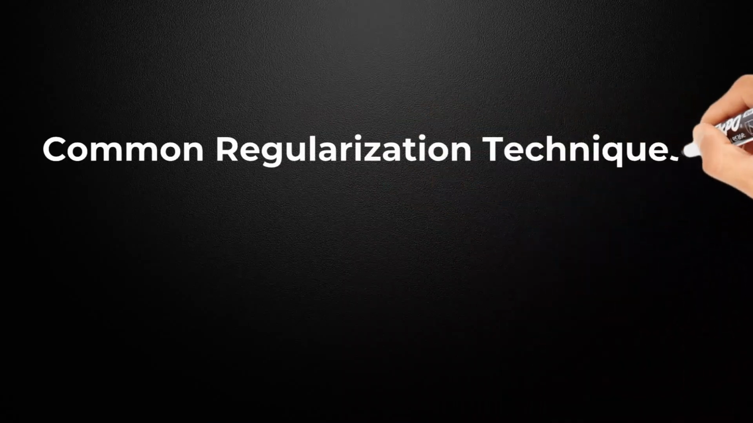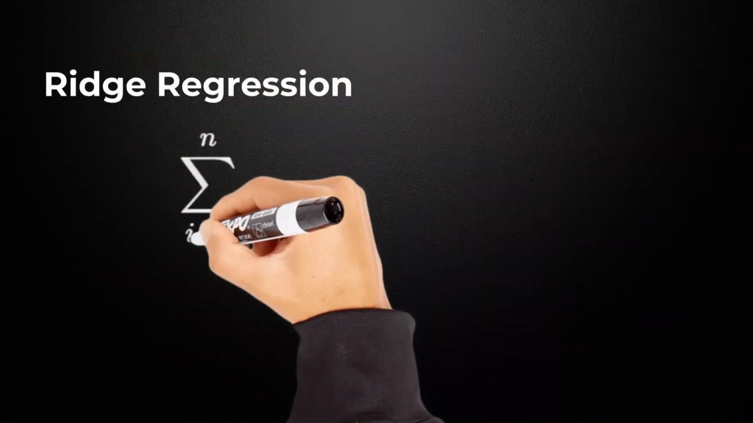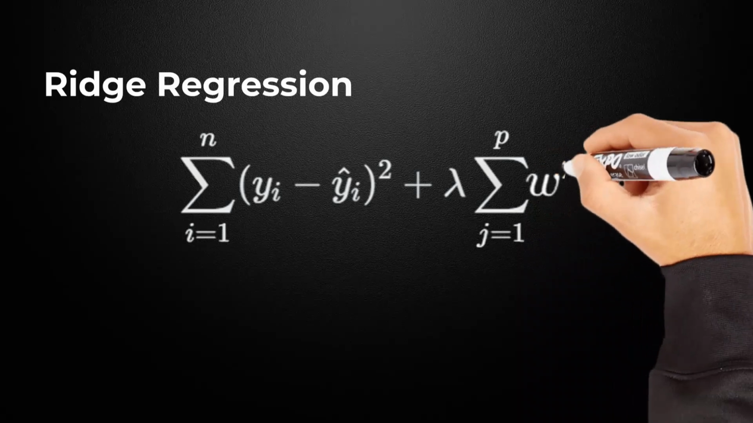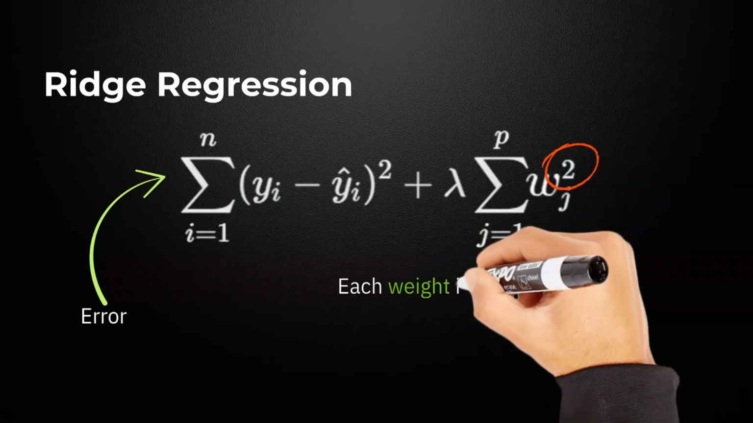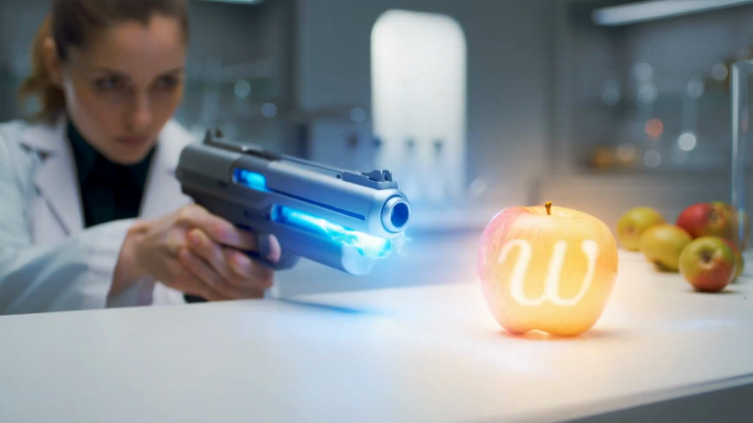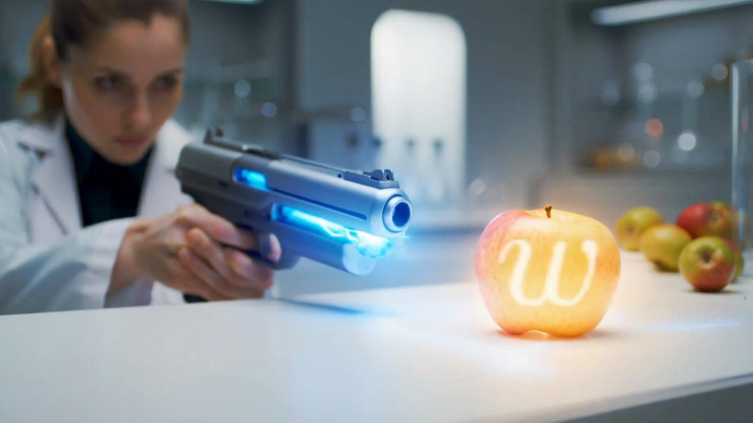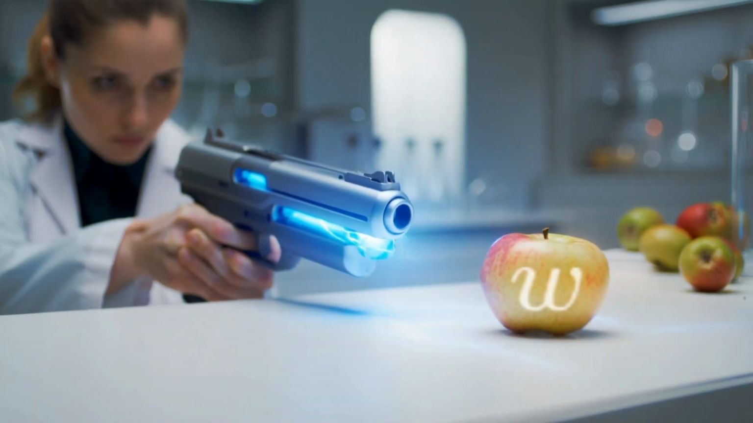There are two popular ways to define this tax, and they behave slightly differently. The first one is ridge regression. It adds a penalty based on the squares of the weights. It shrinks all the weights towards zero so that none of them get outrageously large, but it usually keeps all the features in the model. So ridge is like a shrink ray. Everything gets smaller and better behaved, but almost nothing is completely dropped.